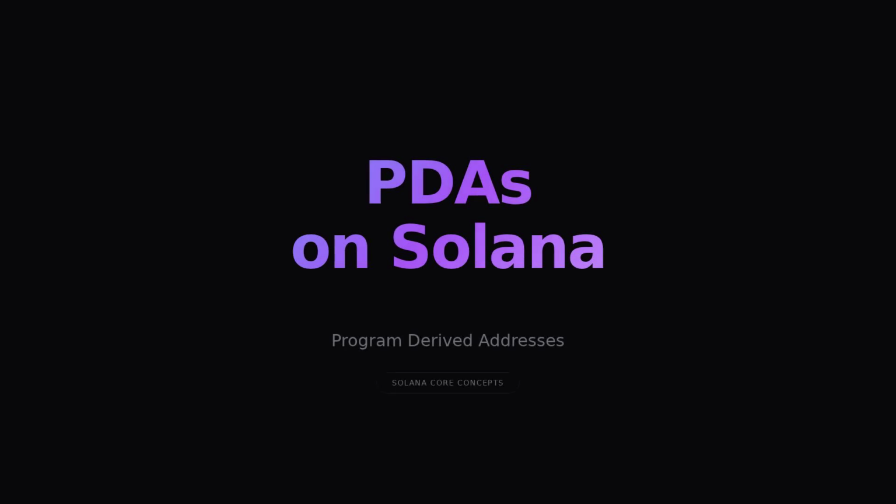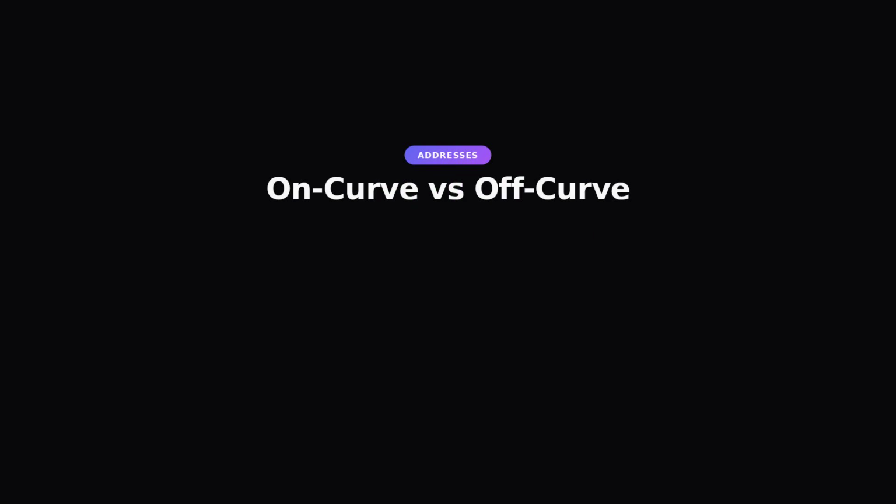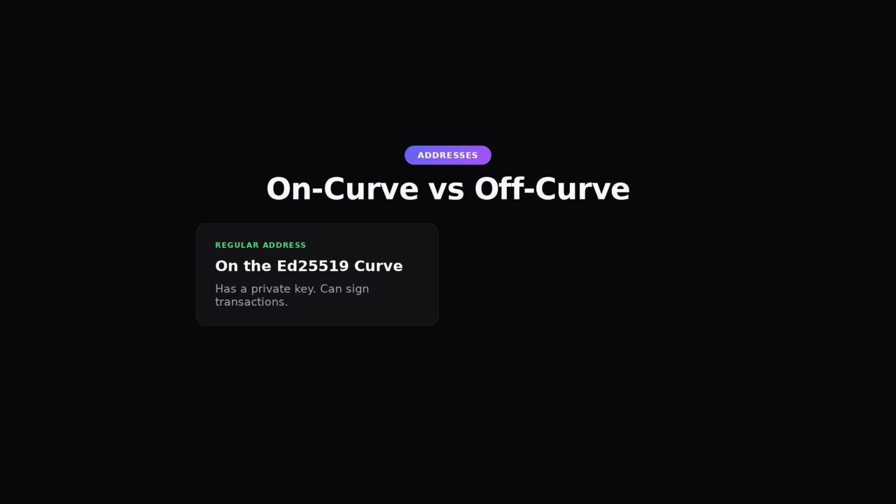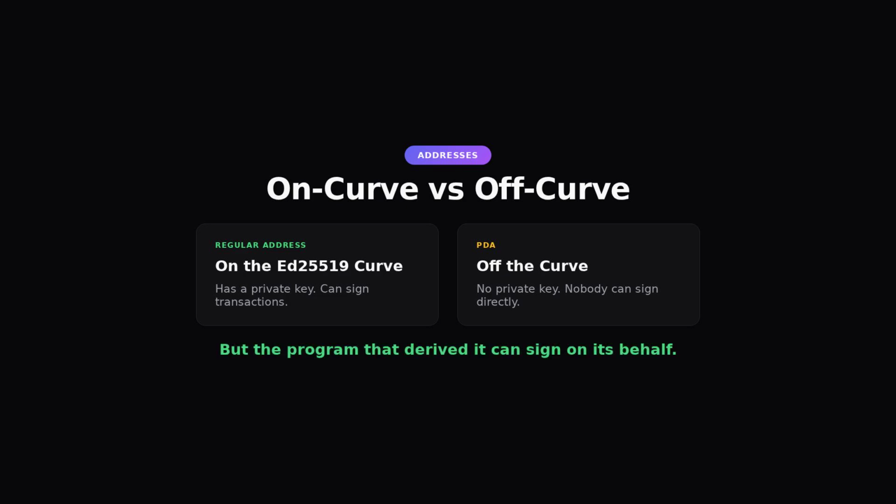Let's talk about PDAs on Solana, program-derived addresses. Most account addresses on Solana are public keys. They sit on the ED25519 curve, and they have a corresponding private key that can sign transactions. A PDA is different. It's an address that's intentionally derived to fall off the curve. No private key exists. Nobody can sign with it directly. But the program that derived it can sign on its behalf.